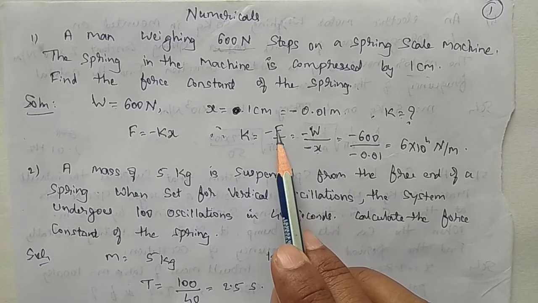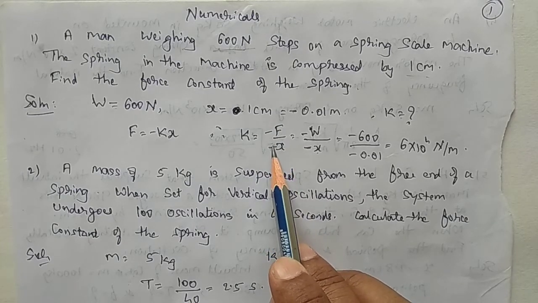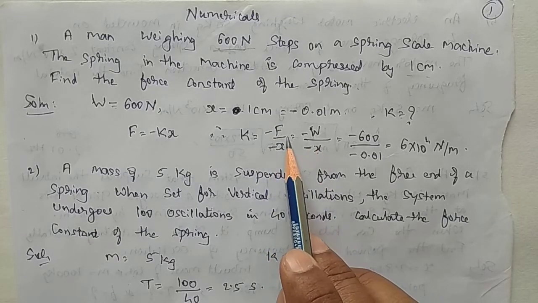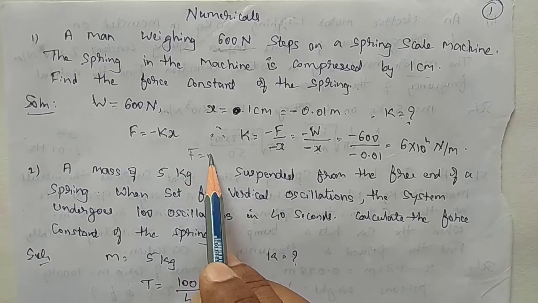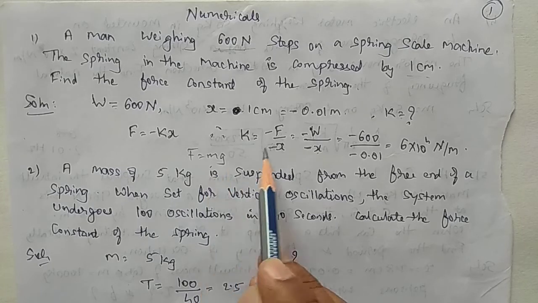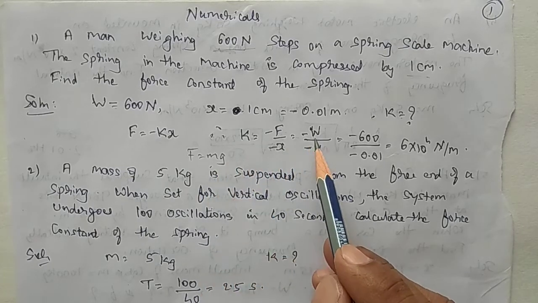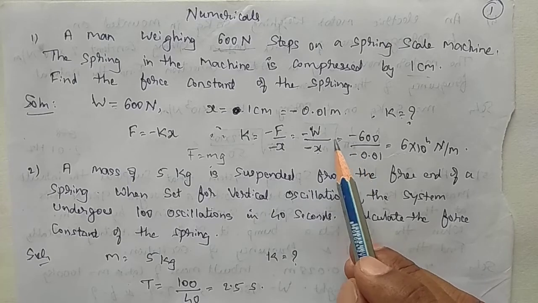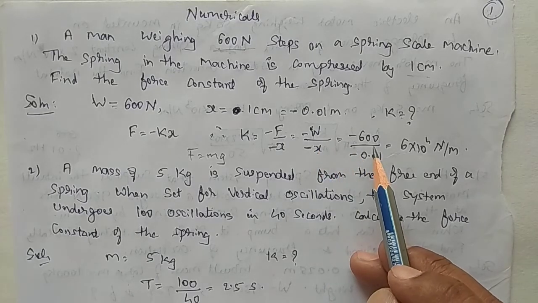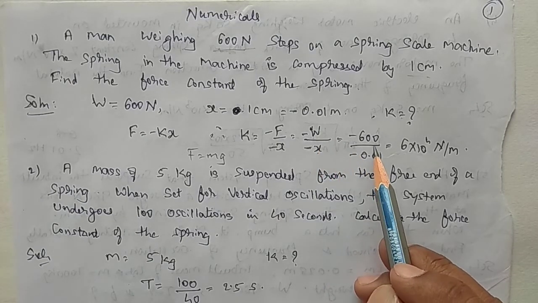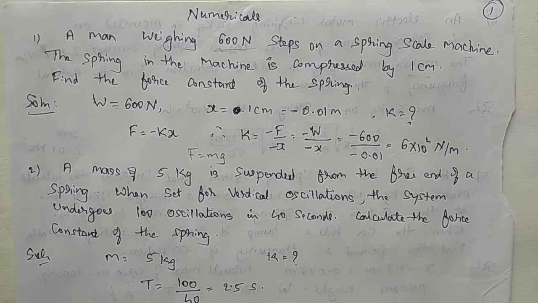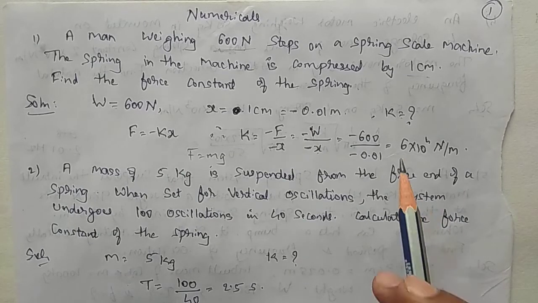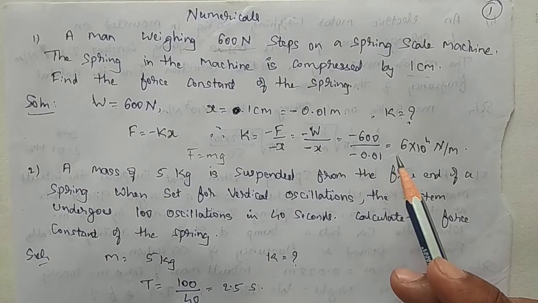So here k is equal to F by x, and F is equal to W, the force, because F is equal to m into g. So m into g is nothing but the weight. Therefore, substituting the value, W is equal to 600 divided by 0.01. For this one, we can use the calculator.